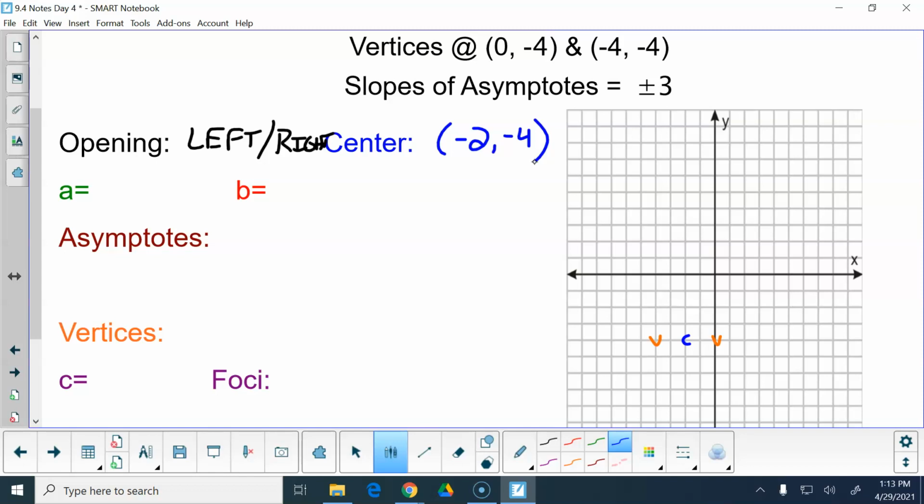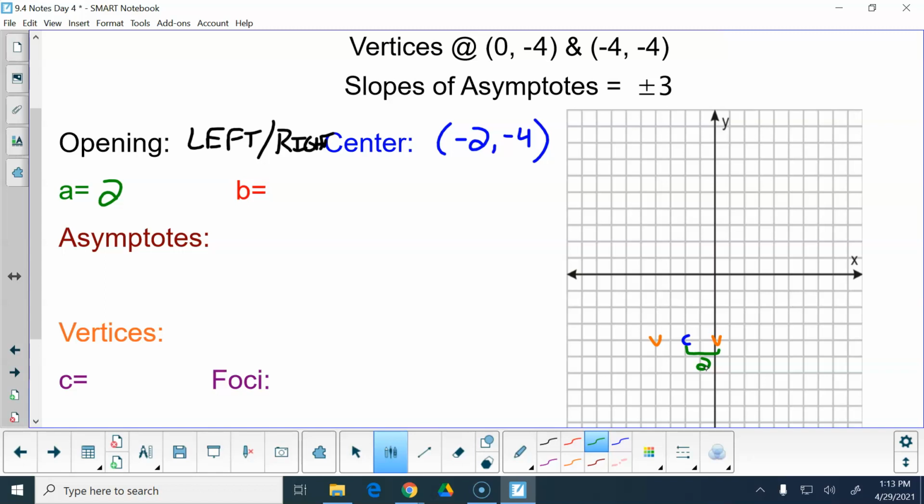Why is a equal to 2? Because it's 2 away from the center, and if it's a left and right opening hyperbola, the vertices are on those sides of the box, right? And we build the box by going out that far, so that tells me that that distance out there is 2. Okay, that's good.